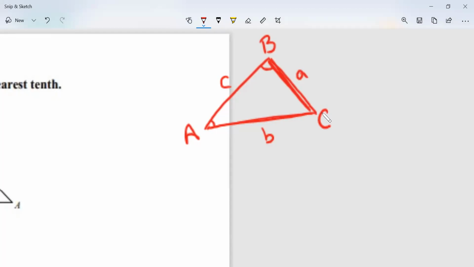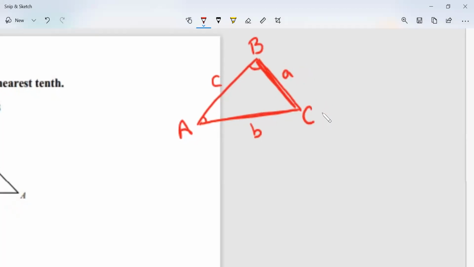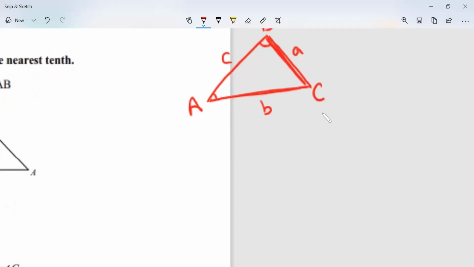Okay, now that I use the labels, I'm going to use two formulas today. One we're going to call the law of sines, and the other one we're going to use the law of cosines. So two laws we're going to learn, and I'm going to use the same triangle, the same labels for both of them. So starting with the law of sines. So let me just write this down. Law of sines.